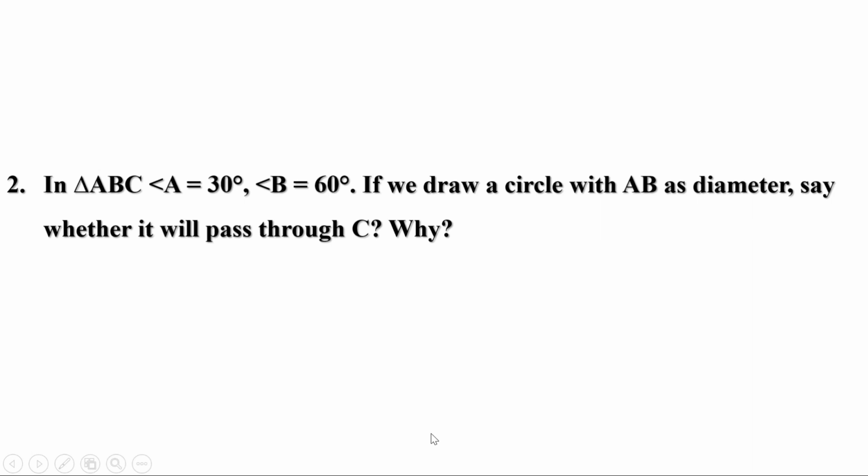Now the second problem. In triangle ABC, angle A equal to 30 degree, angle B equal to 60 degree. If we draw a circle with AB as diameter, say whether it will pass through C. Why? Angle A equal to 30 degree. Angle B equal to 60 degree. Then what is angle C? That is equal to 90 degree. Because we know sum of all the 3 angles of a triangle is 180 degree.